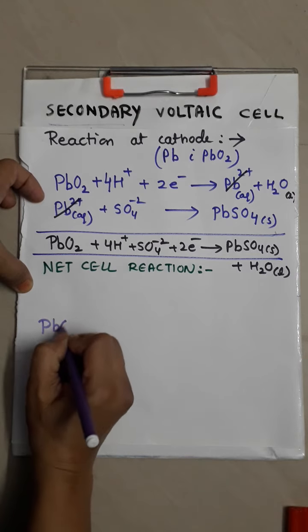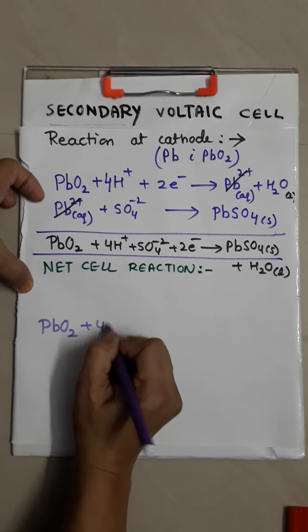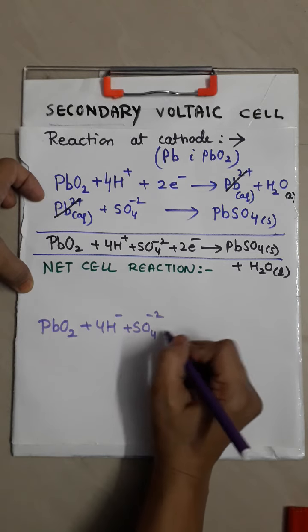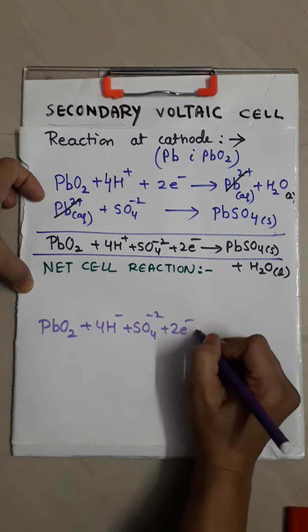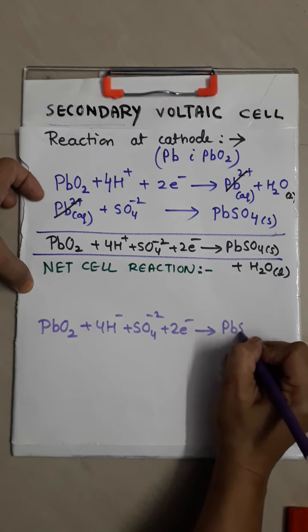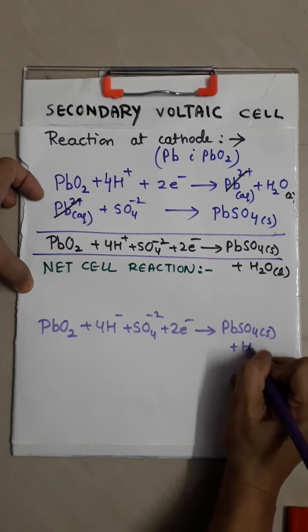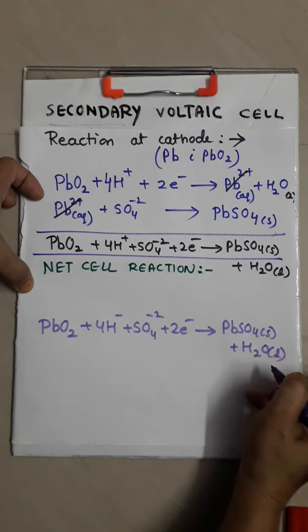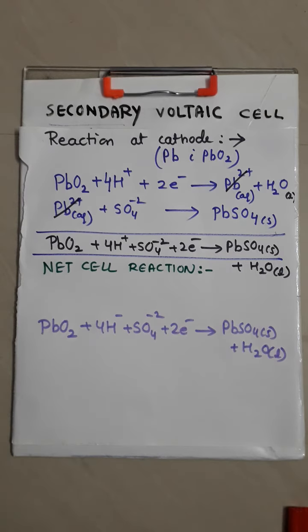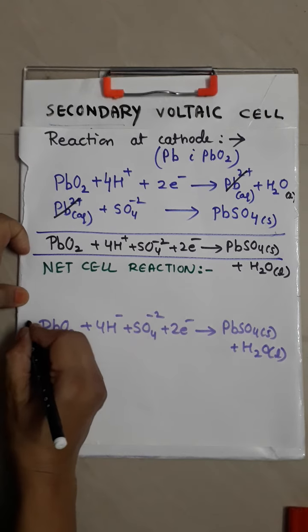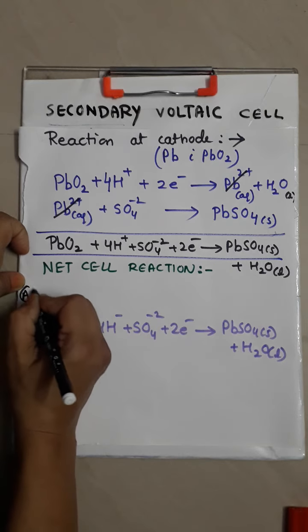It is PbO2 plus 4H plus SO4 minus 2 plus 2e minus. When you are practicing these reactions, you have to speak and then write, so it will be easy for you to remember. Now students, I have written the reaction at the cathode here. I have to write the reaction at the anode also.